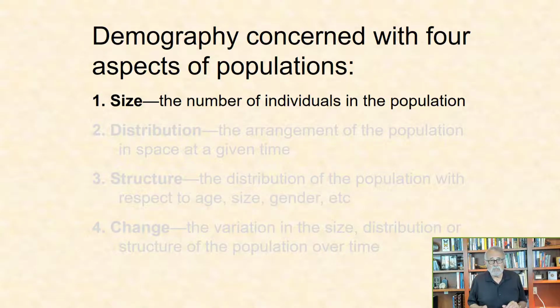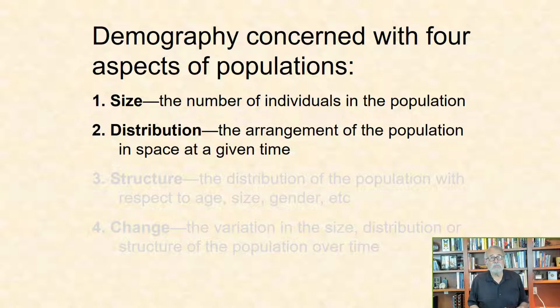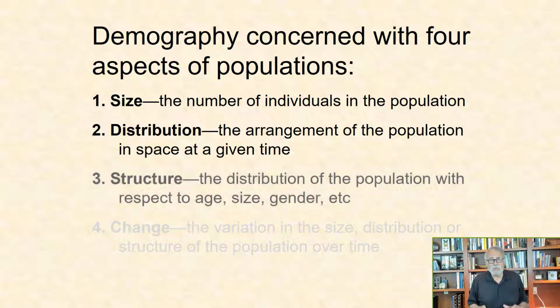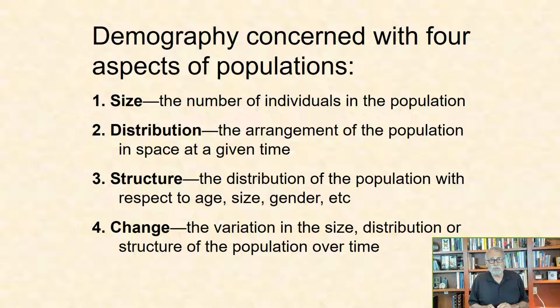First, size, that is the number of individuals in the population. Second, distribution, the arrangement of the population in space at a given time. Third, structure, the distribution of the population with respect to age, size, gender, and so forth. And fourth, change, the variation in the size, distribution, or structure of population over time.